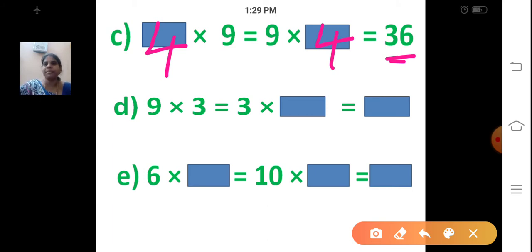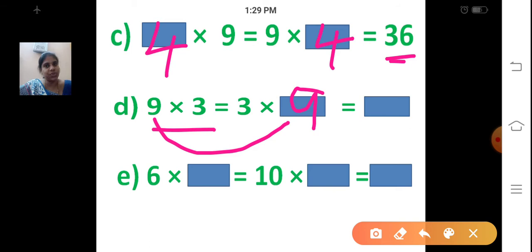So next sum, here we know 9 into 3. So just change the order. 3 into 9. 9 into 3 is equal to 3 into 9. What is the answer? 3 nines are? 9 threes are? Yes, 27. 9 threes are 27. So next, last sum, E sum, 6 into dash is equal to 10 into dash.